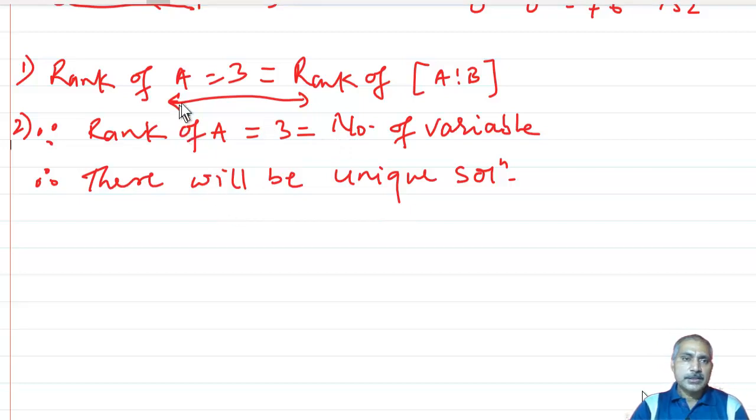Remember that first, the rank of A and the augmented matrix need to be the same. Second, the rank of A or the rank of the augmented matrix, since both are the same, should be equal to the number of variables given in the question, that is the equations. If these two conditions are satisfied, then there will be a unique solution. That means there will be one common solution to that system of equations. Now we will try to find out what that solution is. Now we will convert this into the matrix equation format.